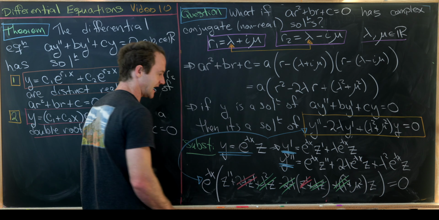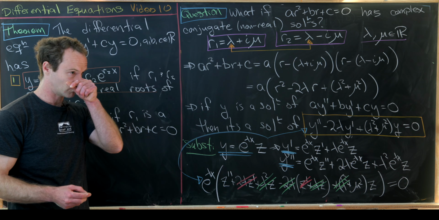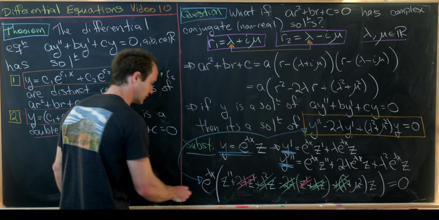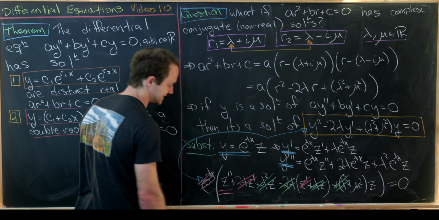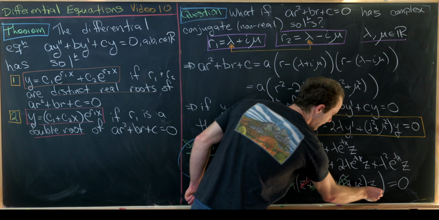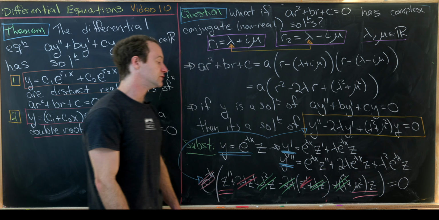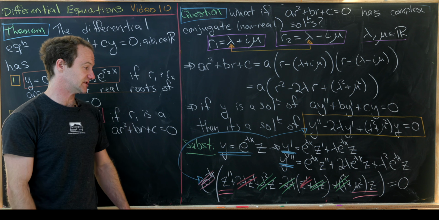Okay, so let's see what we're left with. e to the lambda x is never equal to 0. Real exponentials are never equal to 0, so we don't need that in there. And all we're left with is z double prime plus mu squared times z equals 0.